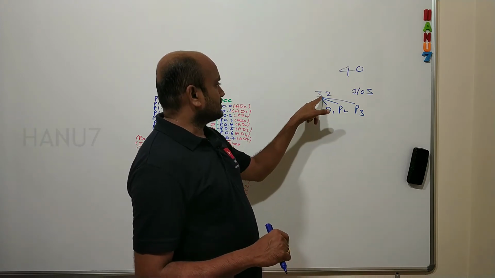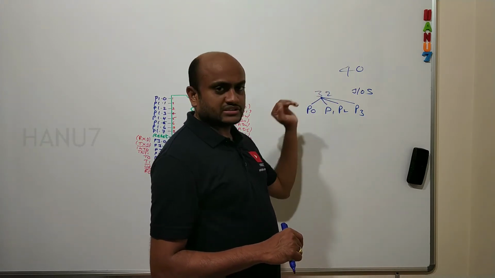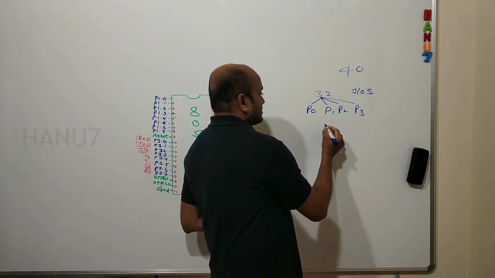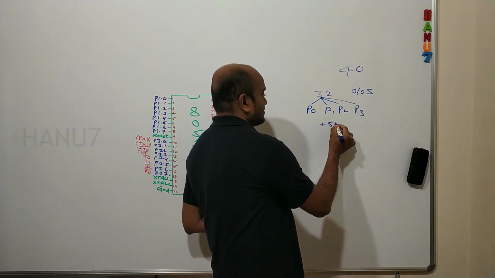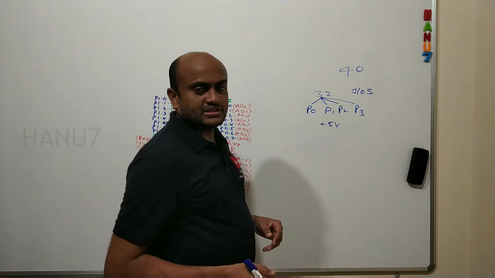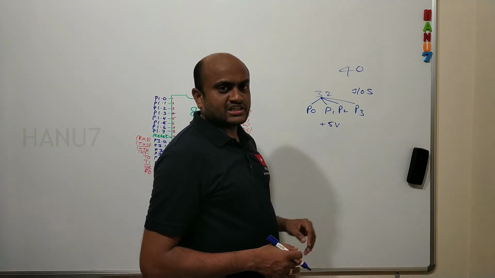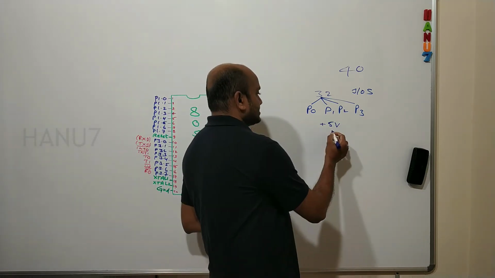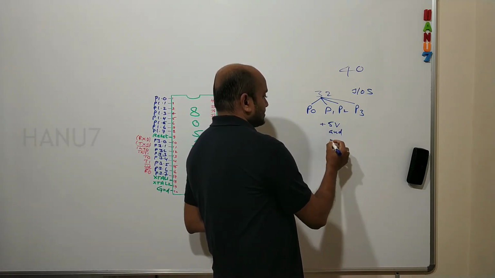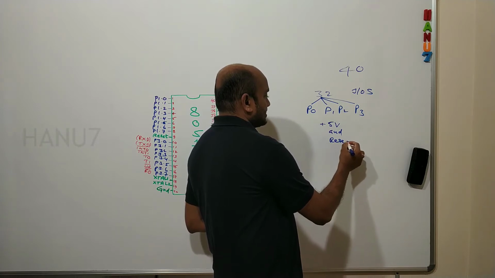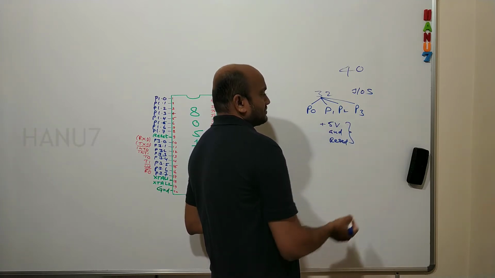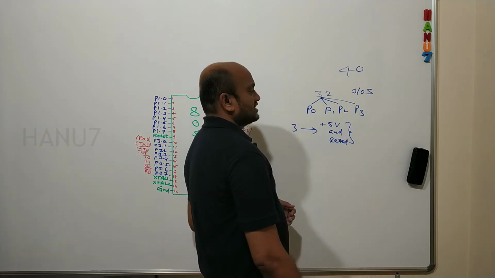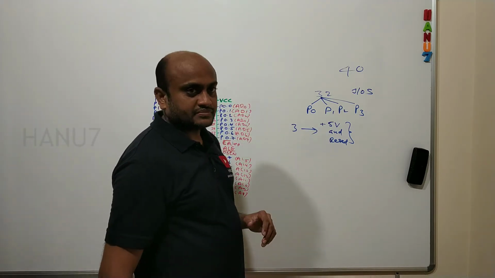Apart from these 32 pins, what are the other pins? We have one pin which is plus 5 volts input to the device. This device is a TTL compatible device. We have to provide plus 5 volts as an input, another pin is ground, and we have a reset pin. So I can say these 3 are power supply pins.